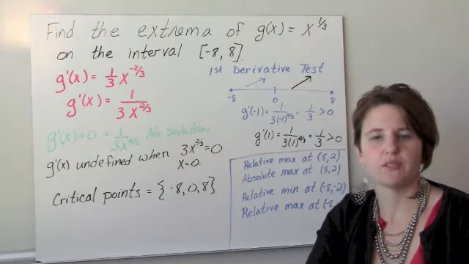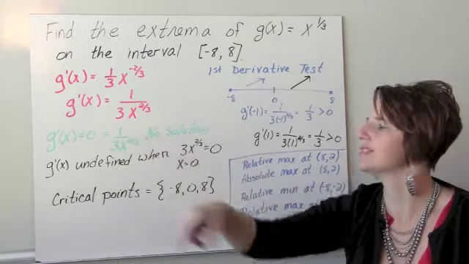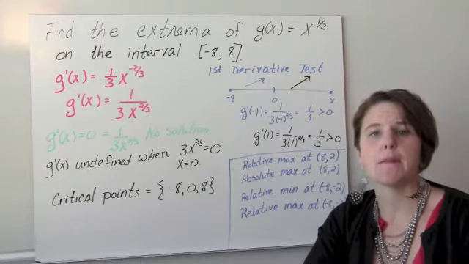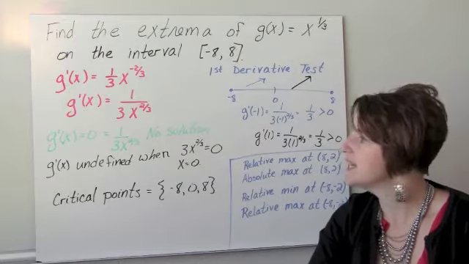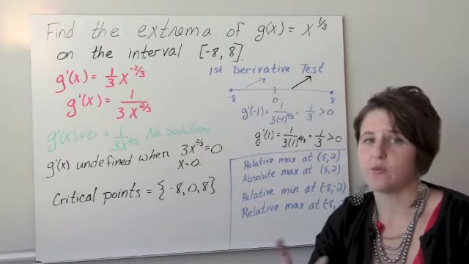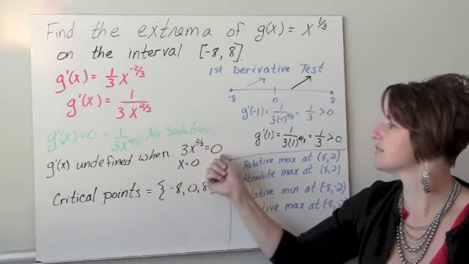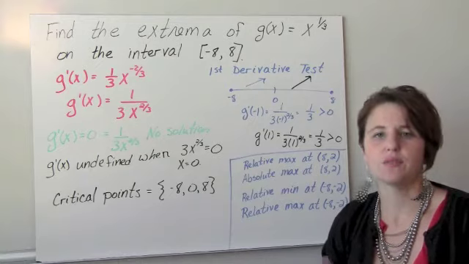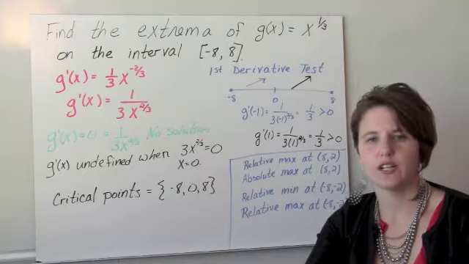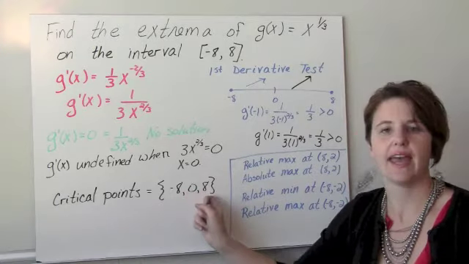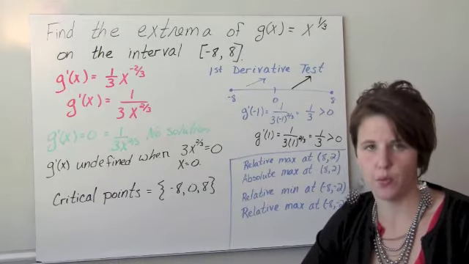When does the derivative equal 0? Well, the fraction 1 over 3x to the 2/3 equals 0 has no solution because 1 equals 0 never happens. So we have no solution. G prime of x is undefined when the denominator equals 0. So if we are solving 3x to the 2/3 equals 0, we actually end up with x equals 0. So the derivative is undefined at x equals 0. And our critical points are negative 8, 0, and 8. Remember, the endpoints of a domain automatically are critical points.